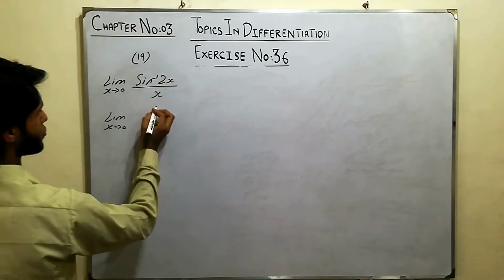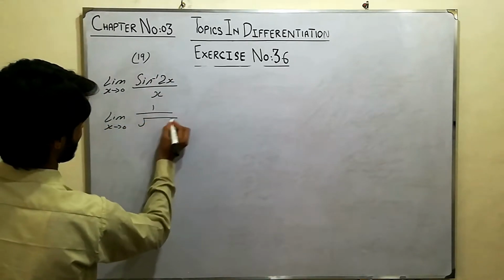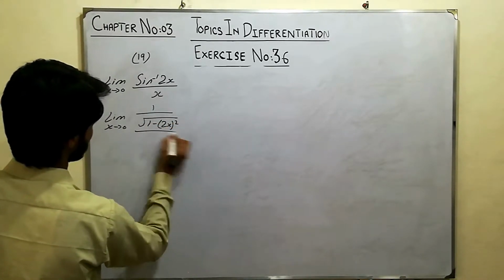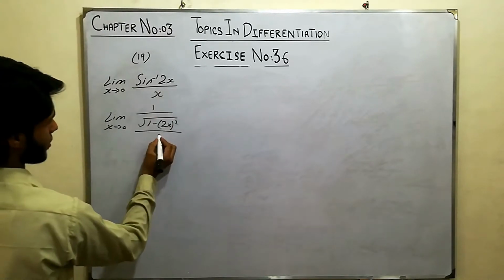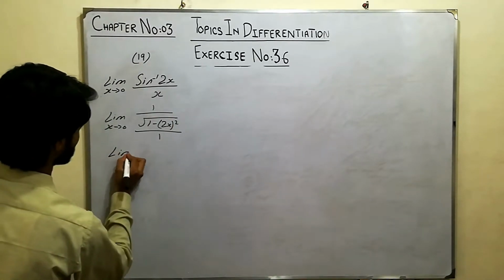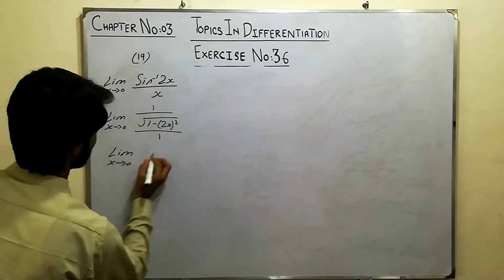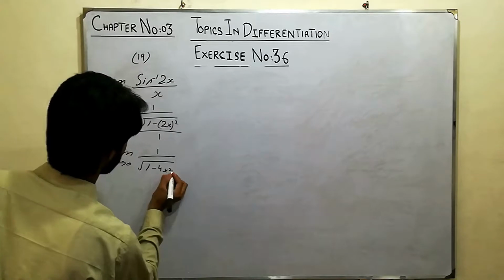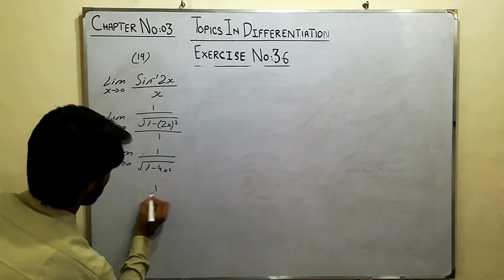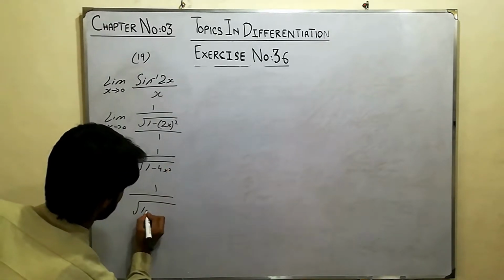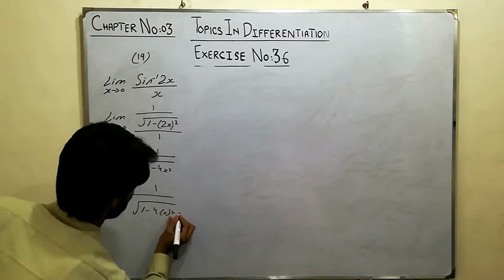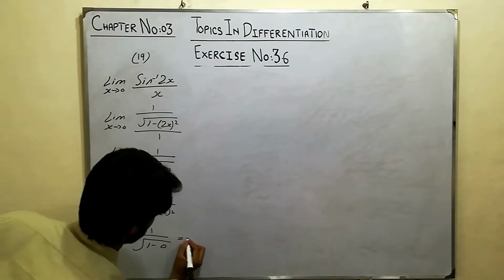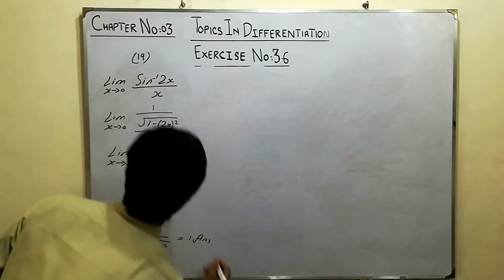The derivative of sin inverse 2x is 1 divided by under root 1 minus 2x square, and the derivative of the denominator x is 1. Now we have the function limit x approaches 0, 1 divided by under root 1 minus 4x square. Put in the limit, and so 1 is our answer.